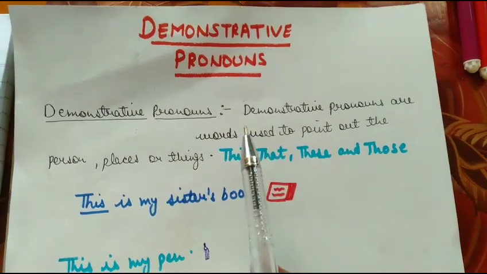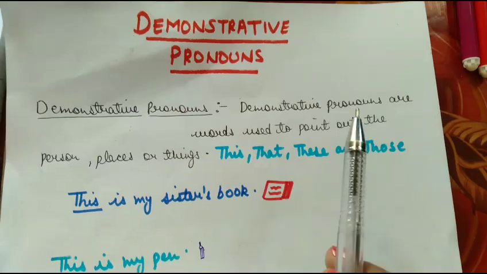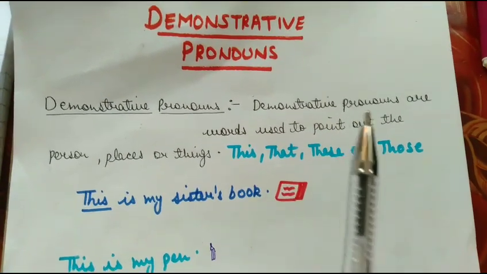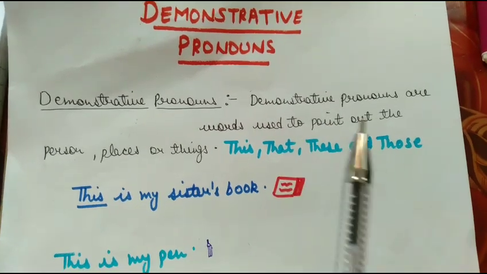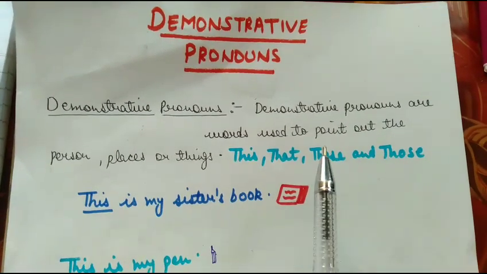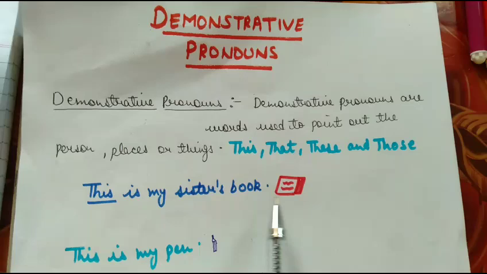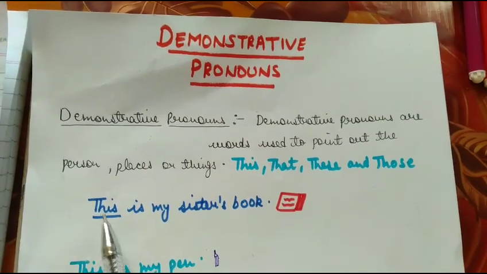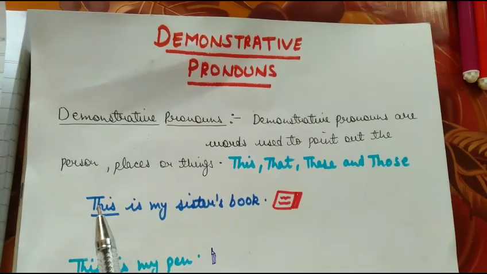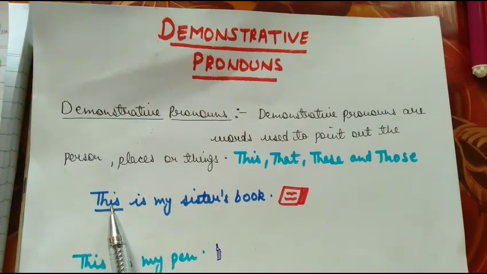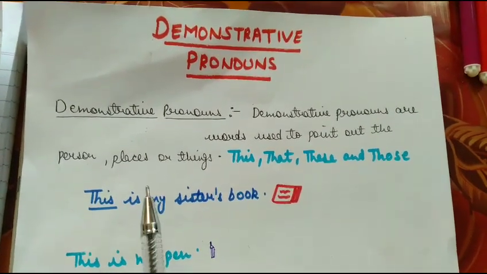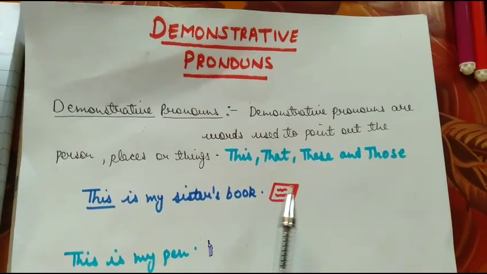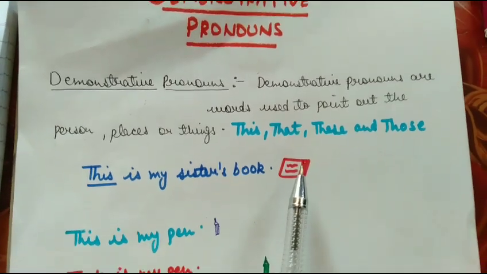These pronouns replace a noun and are not immediately followed by the noun they point to. Let's take a sentence to check if it is a demonstrative pronoun. This is my sister's book. In this sentence, the word this stands alone as the subject of the sentence and replaces the specific noun. It is pointing to the book.